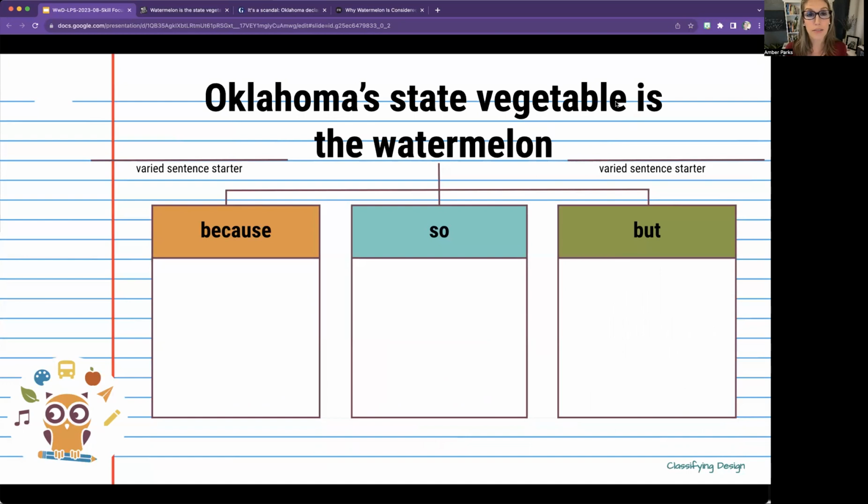Or that it was to promote the Rush Springs, right? That the legislator was from the Rush Springs area and wanted to promote the festival, right? And also, we didn't have one, right? At that point, we didn't have a state vegetable, so why not make it the watermelon? Then we can move on to so.